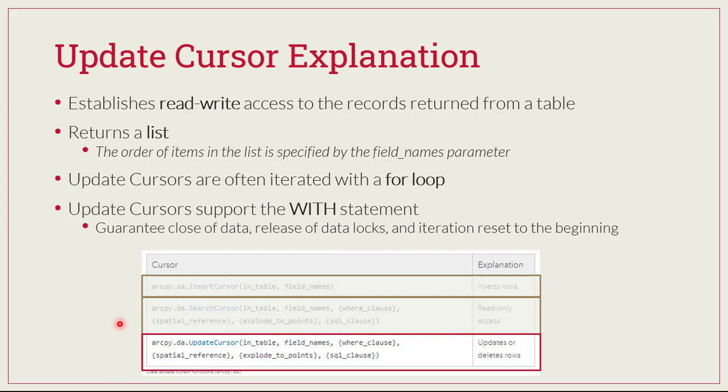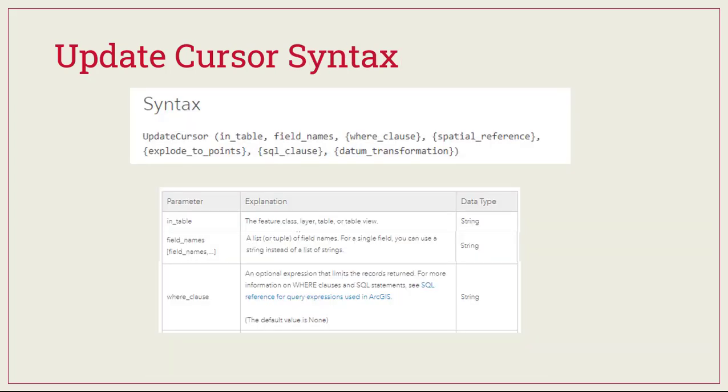Like our search cursors, update cursors are often iterated with a for loop. And once again, our update cursors support the with statement. And remember, it's that with statement that allows us to ensure that all of our data locks are released, our cursor object iteration is reset to the beginning, and the use of with means that we rarely ever have to use the reset method for any of our cursors within ArcPy.